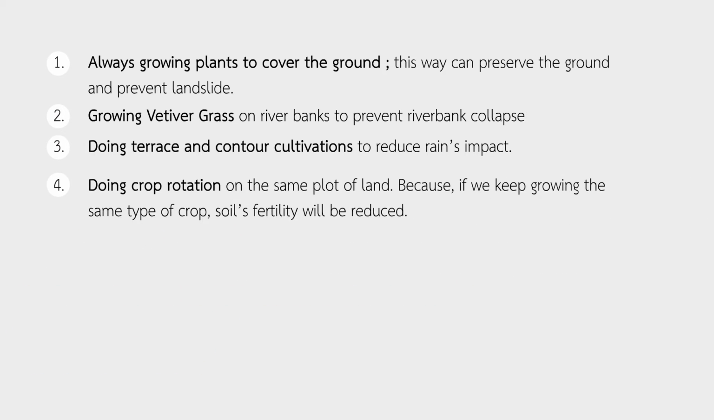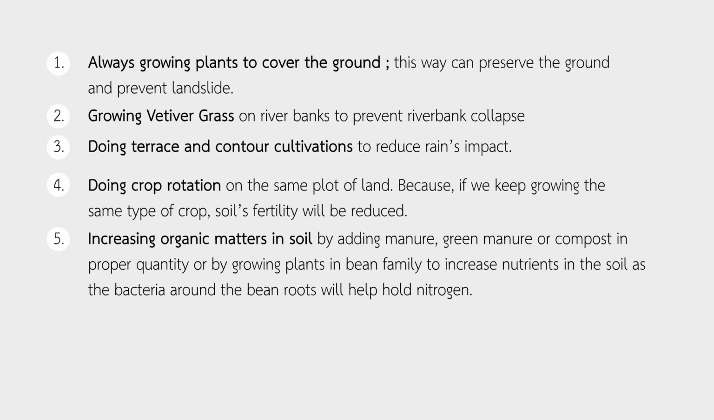4. Doing crop rotation on the same plot of land, because if we keep growing the same type of crop, soil's fertility will be reduced. 5. Increasing organic matter in soil by adding manure, green manure, or compost in a proper quantity, or by growing plants in the bean family to increase nutrients in the soil, as the bacteria around the bean roots will help hold nitrogen.